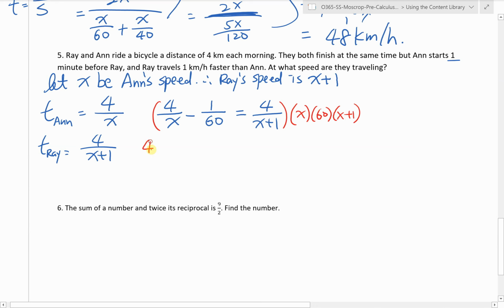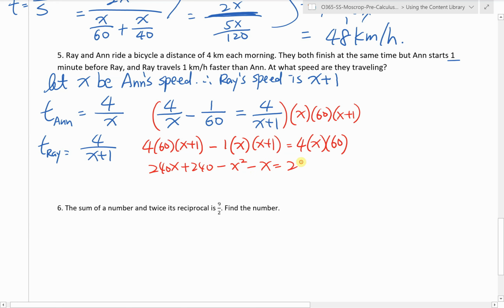So it means we need to multiply 4 by 60 and by x plus 1, minus 1 times x plus 1 equals 4 times x times 60. Okay, now we can expand this. You should get 240x plus 240 minus x squared minus x equals 240x. Okay, and now we need to solve this. Well, you can see the 240x, they just cancel out, right? Because you have 240x on both sides.